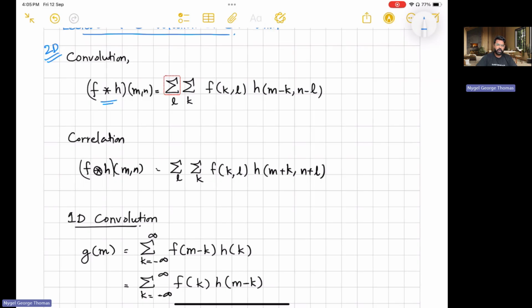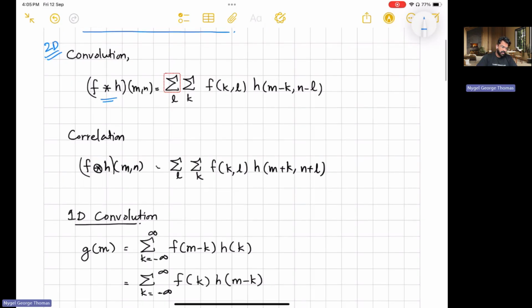It is given by the sigma over all k and all l of f of k comma l, times h of m minus k, n minus l. So basically, we have to understand what is being done here. We have a function with variables k and l. For every location of that, we flip the other function h and shift it over the entire k and l.